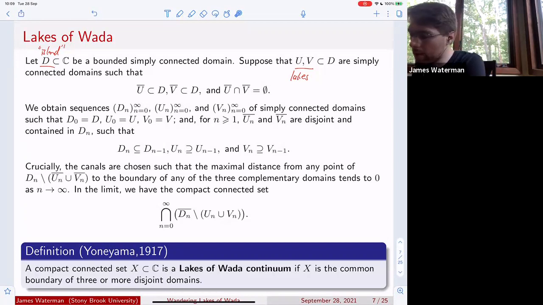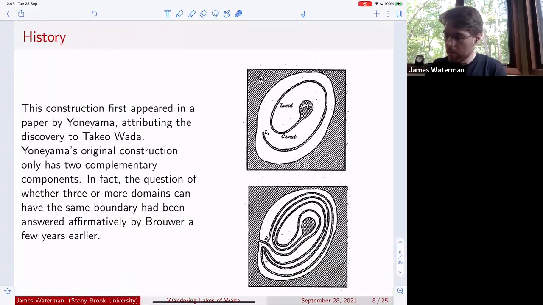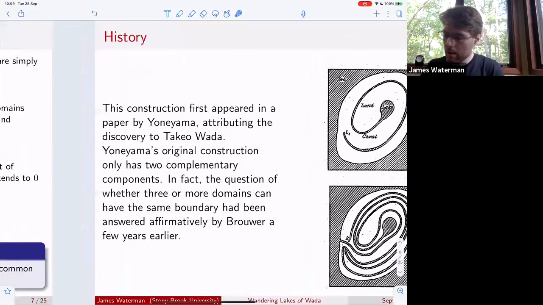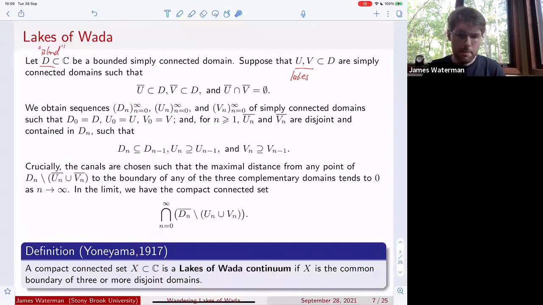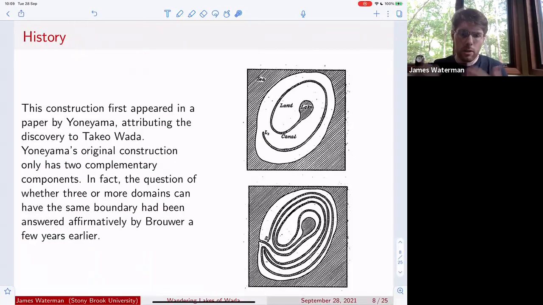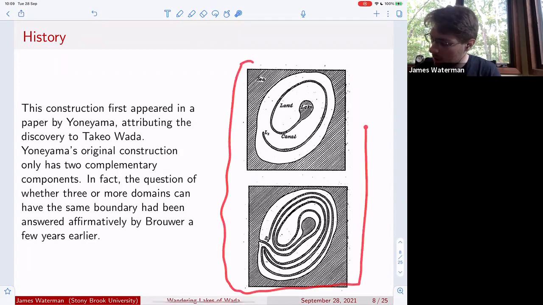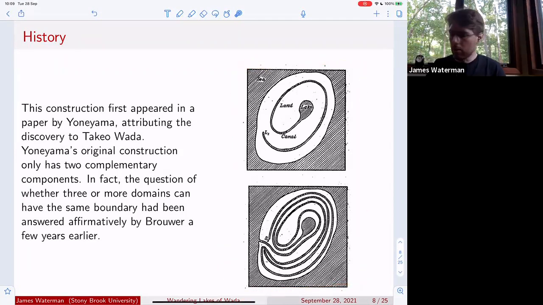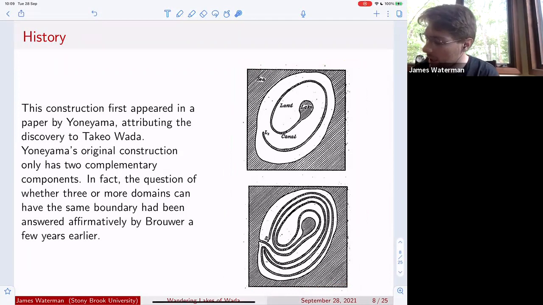And so some history of these continua. This general construction first appeared in a paper by Yoneyama in 1917, and he attributed this method and this discovery to his advisor, Takeo Wada. Yoneyama's original construction actually only has two complementary components. You can see over here on the right is from his paper in 1917. Here he again has the land, he has one single lake, and he has this unbounded sea.